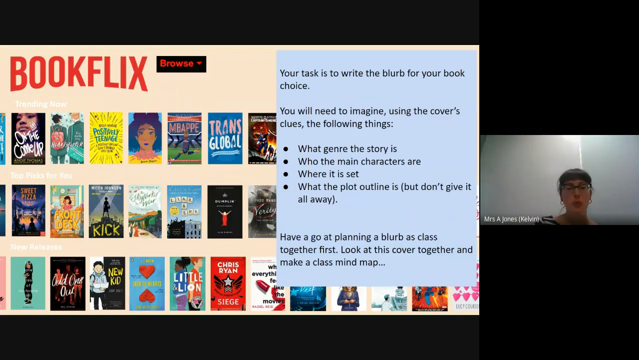Often blurbs end with an ellipsis because it finishes halfway through the action, and then you're left wondering, well, what on earth is going to happen? And that would make you choose the book and read it. So you could have a go at planning a blurb as a class first, if you would prefer, or you could go ahead and choose one of your own. I will leave that up to your teachers. So if you pause the lesson video here, this is our final task. You could spend maybe 10, 15 minutes on this, and you could write this in your booklets on your lined paper.